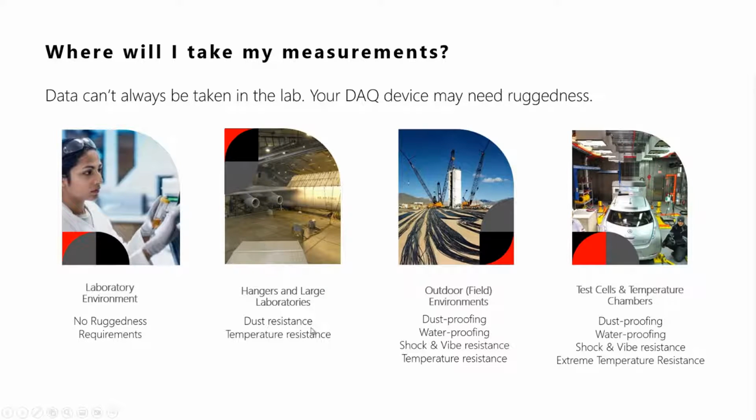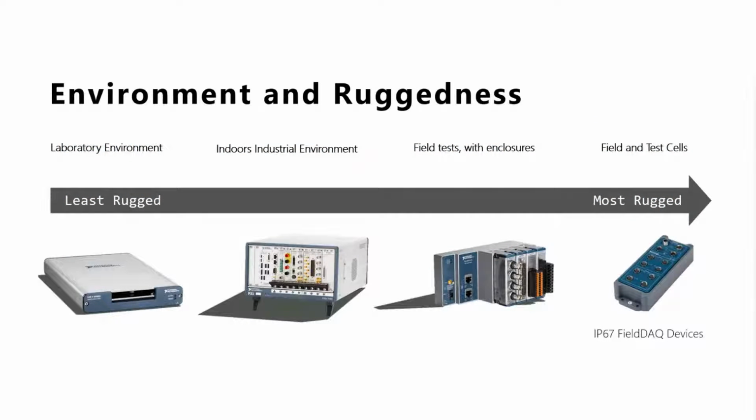In hangars or in large laboratories, you may need dust resistant, temperature resistant. In outdoor field environments, you may need dust proofing, waterproofing, shock and vibe resistance, and temperature resistance, and so forth. So these are some of the questions that you need to ask. Some manufacturers, like National Instruments or NI, as you're seeing on the screen, have a range of data acquisition devices that you can use for different types of environment.